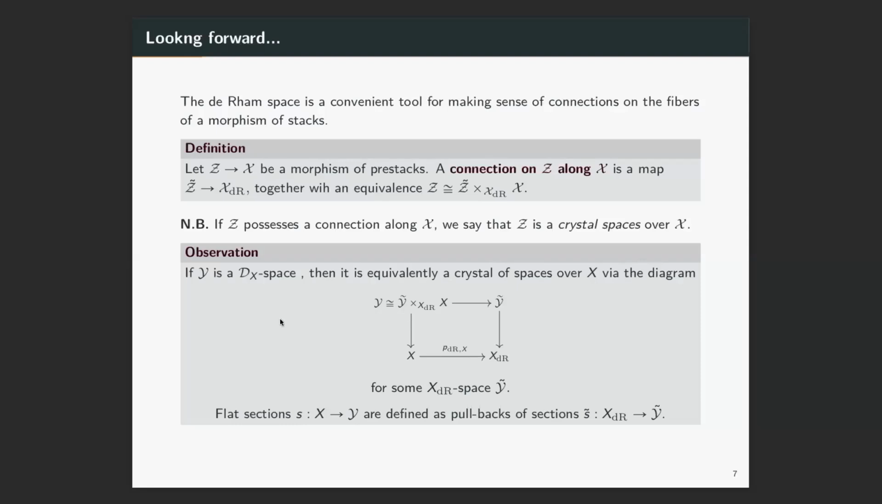So if we have a morphism of prestacks, just think of them as some generalized functor, generalized spaces. A connection on Z along this is a map that we will write Z tilde, or some resemblance to the original Z, and it's now over the de Rham space. Together it comes with an equivalence here. The fact that we get something over the de Rham space is really what's telling us we have this action of this infinitesimal groupoid that's acting on our original space. It's the notion of this connection.